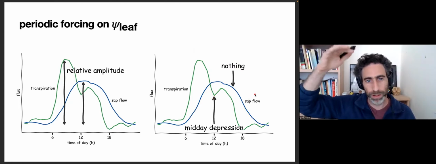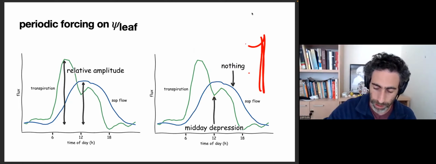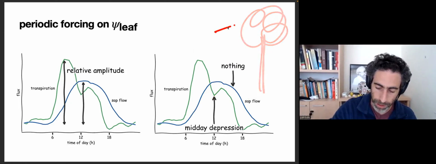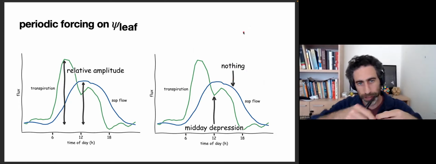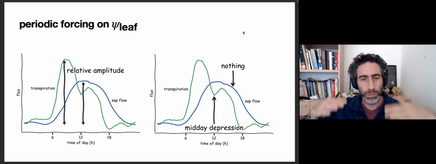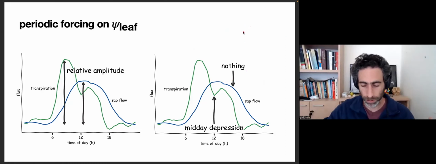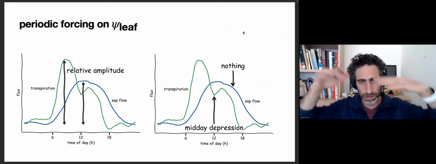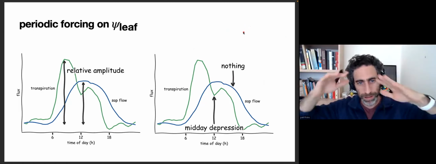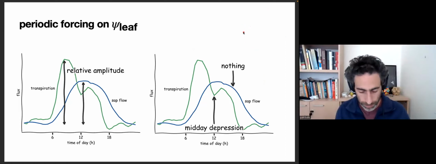So if you imagine you have the tree here, and you measure the flow here or the flow here, the lower you go, if you can measure the diurnal signal, the smoother and smoother it will get. All the crazy things that go on in the leaves get smoothed out.